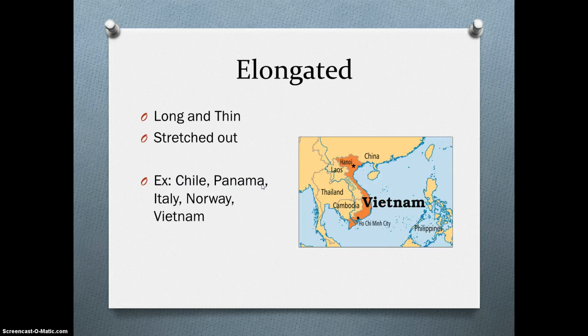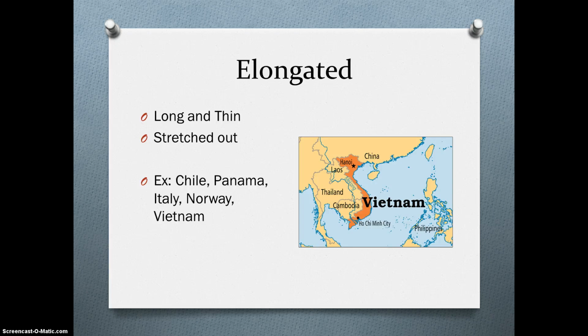Next, we have elongated states, which are long and thin and stretched out. An example of this would be Chile, Panama, Italy, Norway, and Vietnam. The benefit of an elongated state is that they'll have more land because it will stretch longer, and because of more land, they'll have more natural resources, and they'll have more people, and they'll have a lot of sea control and coastal control, which is really good for trade. The problem is there's a disconnect with the people in the extreme north and the extreme south.